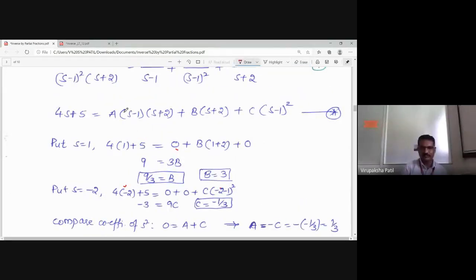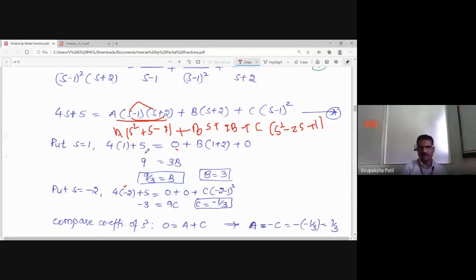Yes, what you should do is simplify this. If you simplify this, what will you get? If you multiply these two, you will get s square minus s. Am I right here? This is plus 2s. This is plus s. You will get plus s minus 2 into a. B value you already got, don't worry. Then you will get this one as bs plus 2b. You can write this one. Then if you expand this, it becomes c into s square minus 2s plus 1.